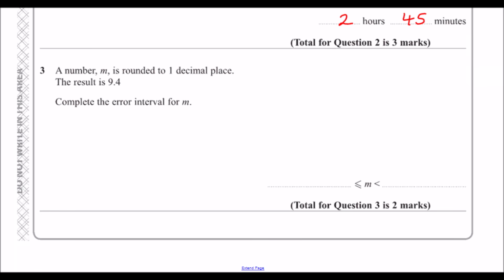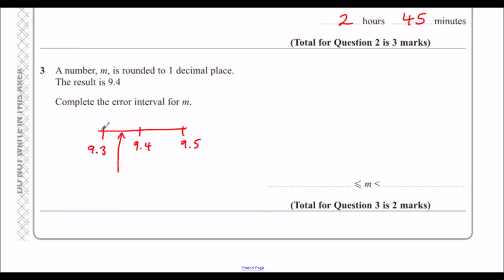Question 3. A number m is rounded to 1 decimal place. The result is 9.4. Complete the error interval for n. So what could this number have been before it was rounded? So we've got 9.4. The number below to 1 decimal place is 9.3. The one above is 9.5.